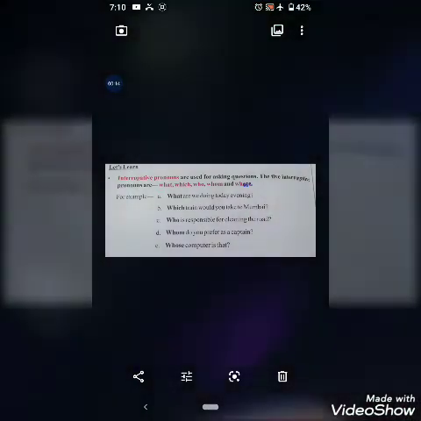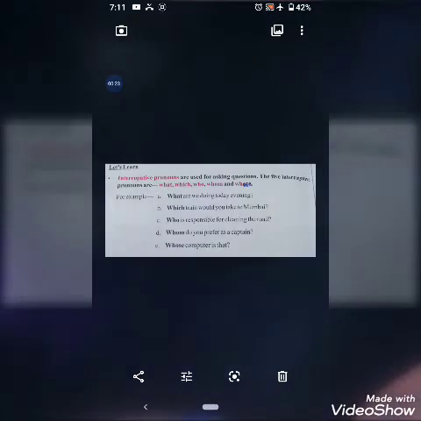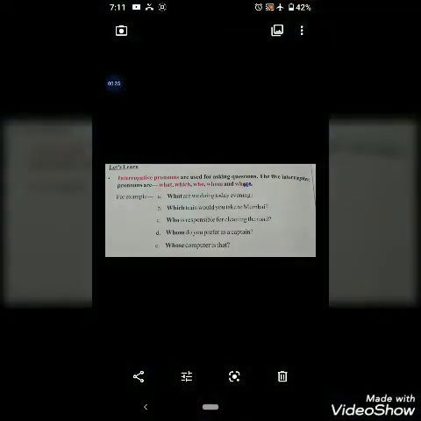Now, we come to the next kind of pronoun, that is the interrogative pronouns. Interrogative pronouns are used for asking questions. The words which are used to ask questions are the interrogative pronouns. The five interrogative pronouns are what, which, who, whom, and whose.